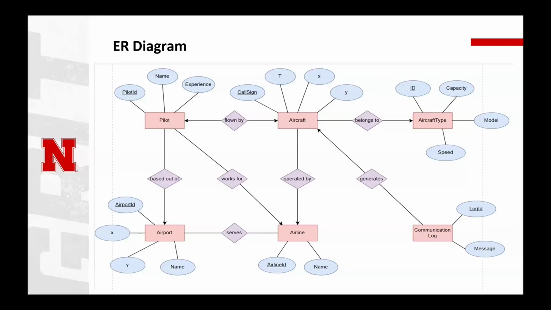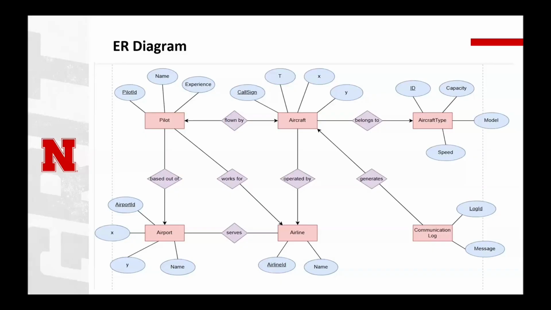And then we have many-to-one relationship between aircraft and airline. One aircraft is operated by many airlines. And then we have many-to-one relationship between pilot and airline. So many pilots can work for one airline. And then we have many-to-one relationship between pilot and airport. Many pilots can be based out of one airport.